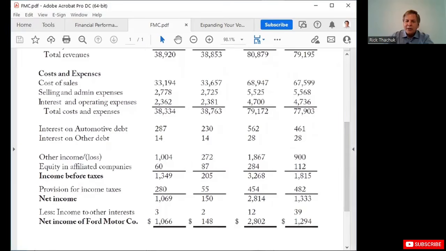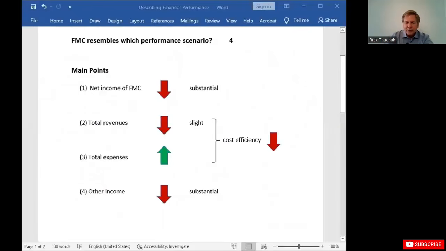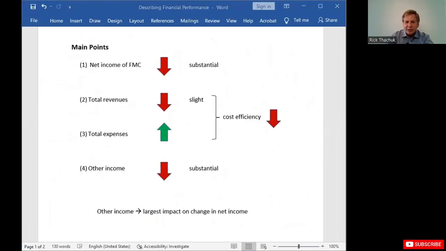So the point that I want to make is this. Let's go back to our main points page. Here we are. And the point is that other income had the largest impact on the change in net income. So in view of the fact that this is more important than what happened here, in terms of organizing our statement, I think we'll start with this, then we'll mention what happened in other income, and then we'll mention these two things also contributed, but to a lesser extent.